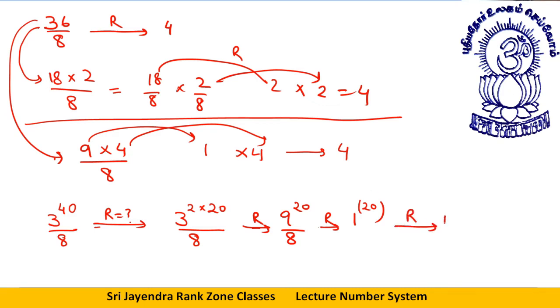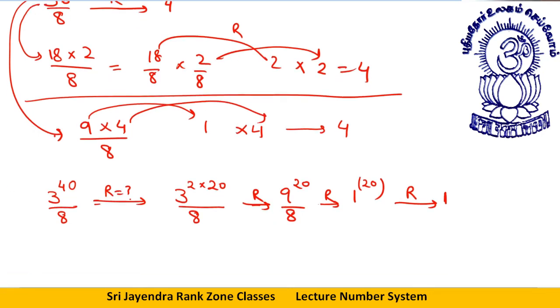1 raised to power 20 will give me a remainder of 1. This is the logic behind these sort of questions. Okay, let's move to the next question.